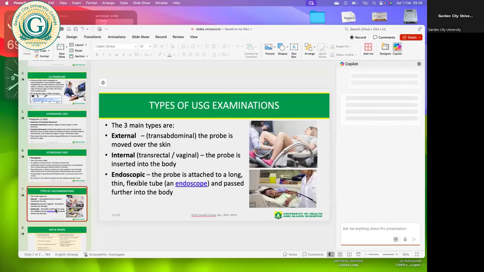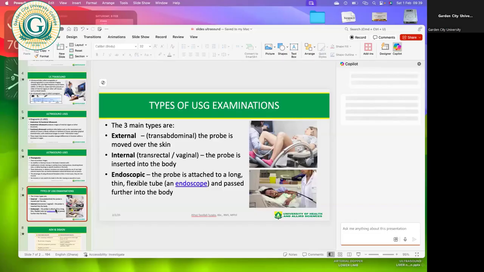Then, of course, we move on to the types of ultrasound examination. There are different schools of thought that have different ways of categorizing the types of ultrasound. Some say we have external and internal, whereas others classify them in three: the external, the internal, and then the endoscopic. I am of the school of thought of the three.